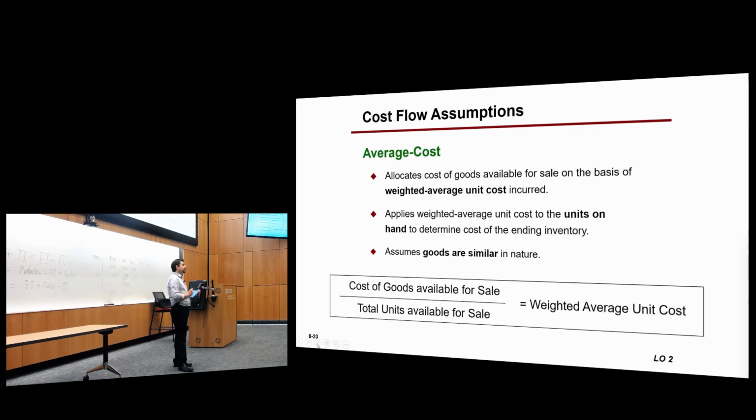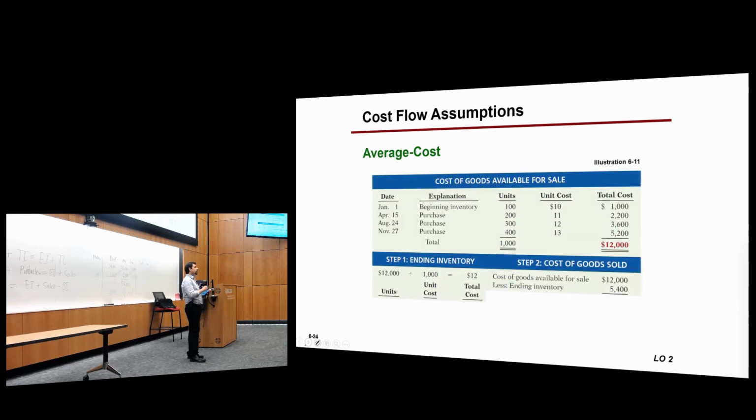So for example, the way to calculate the weighted average per unit, you look at the total cost of goods available for sale. This is how much it costs to buy all these items. And you divide that by the total number of units. You have 1,000 units. That will give you the value per unit. And then you multiply that by the amount of units that remained or the amount of units that you sold.